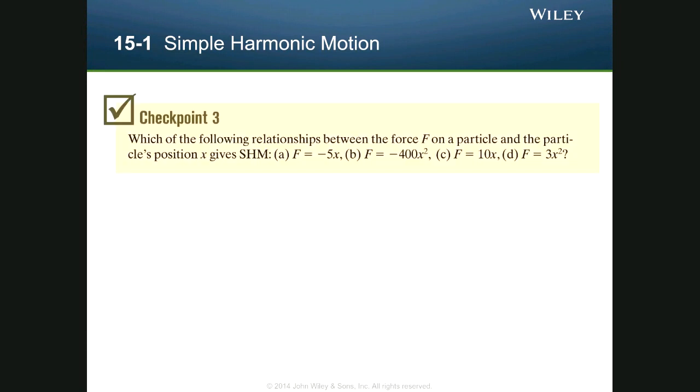So now let's look here. Which of the following relationships between the force on a particle and the particle's position x gives simple harmonic motion? I think we're in the same boat that we were before, so it should be easier this time, right?